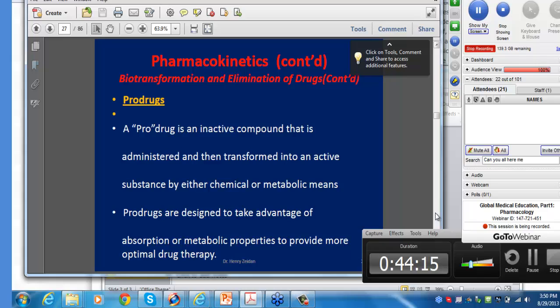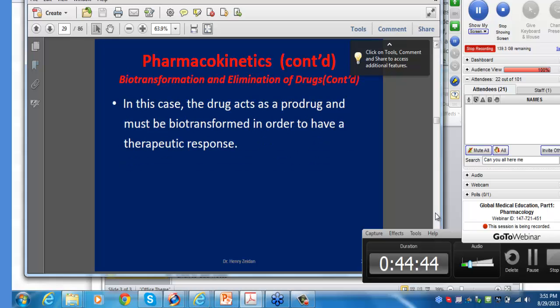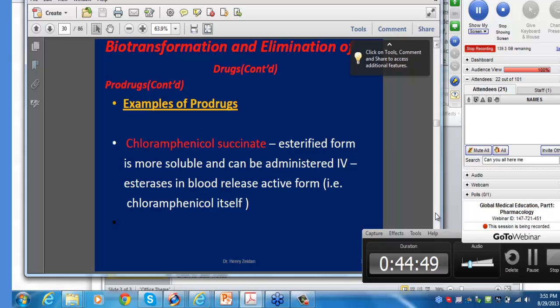We talked before about a prodrug that is given and then subjected to biochemical reactions and converted into an effective drug. This prodrug can be activated in the liver, like vitamin D, in the blood, or inside cells, in various ways. You can cleave a group, or you can add a group, such as the addition of a hydroxyl or phosphate group. Here are some examples for you to appreciate that.